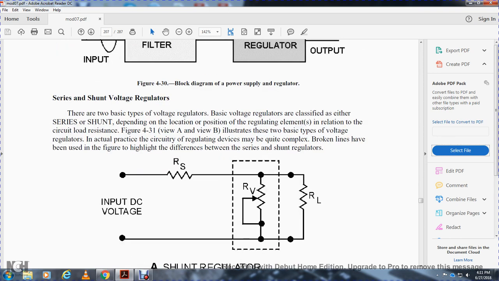Series and shunt voltage regulators are the two basic types of voltage regulator. The basic voltage regulator is classified as series or shunt, depending on the position of the regulating element in relation to the circuit load resistance.